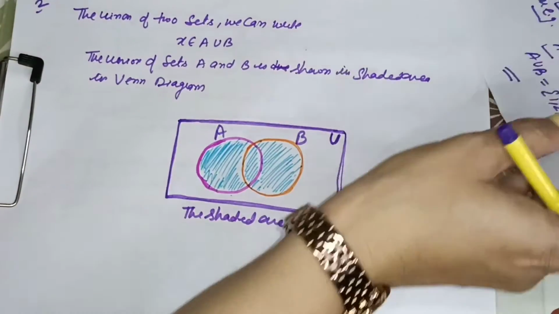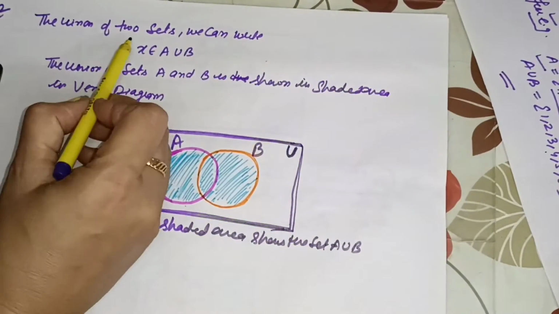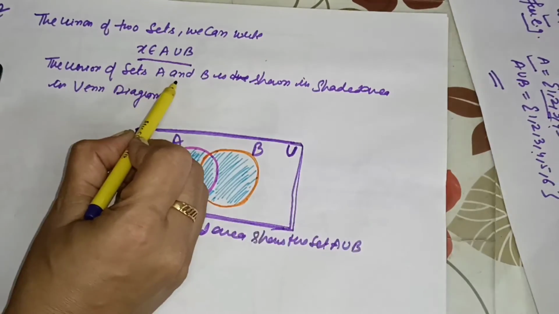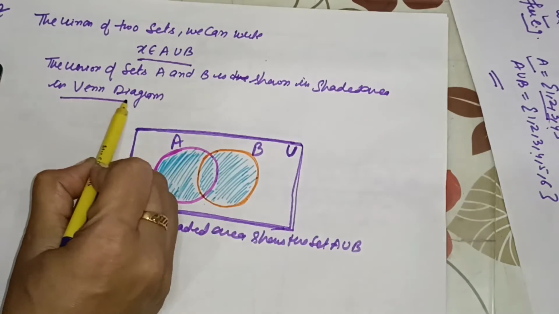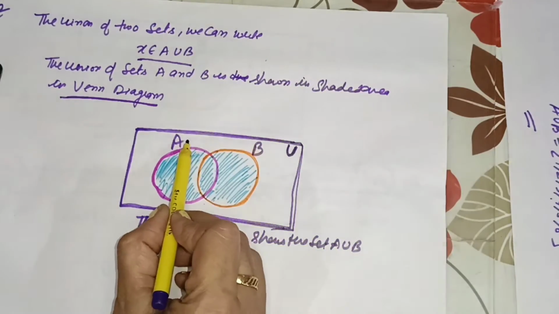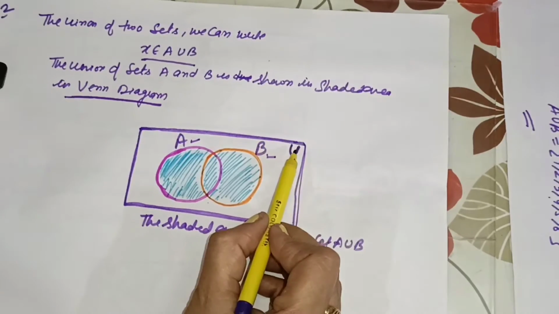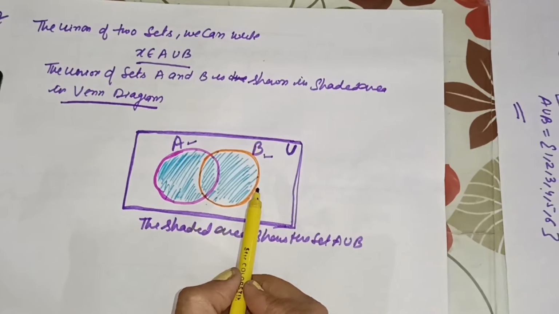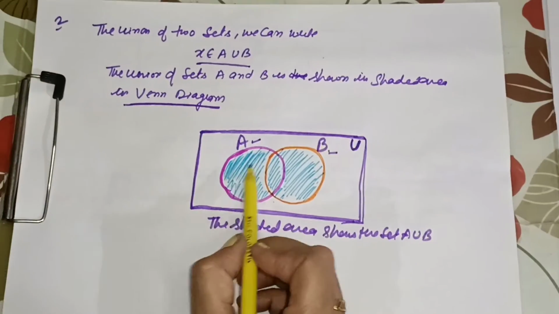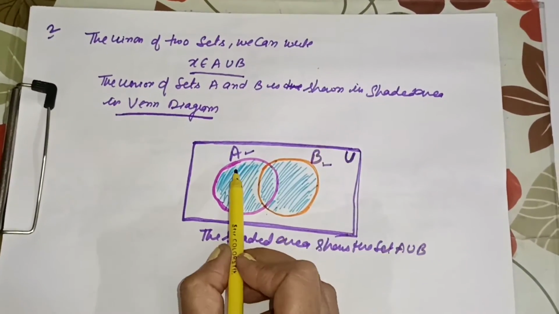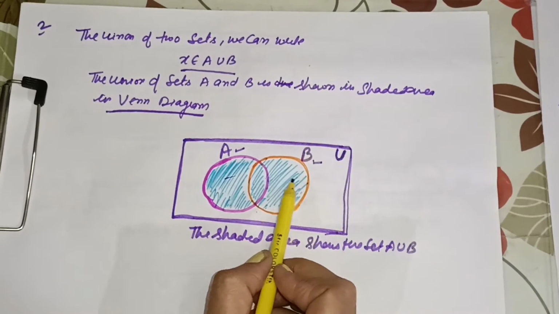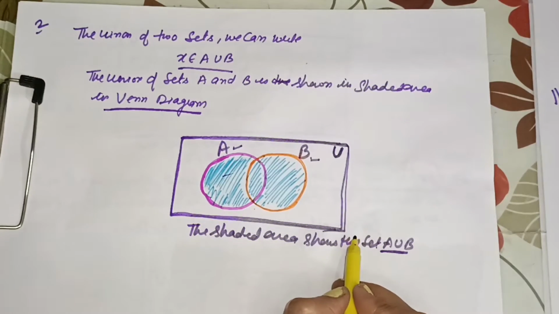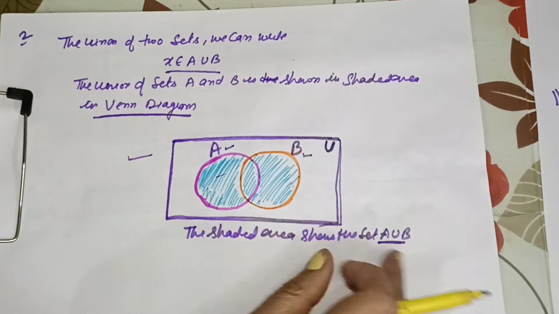Now I will explain with the Venn diagram. Suppose x belongs to A ∪ B. The union of sets A and B is shown in the shaded area in the Venn diagram. This is set A and this is set B. This is the universal set U. According to A ∪ B, this shaded area represents A ∪ B. That means it includes the area of A as well as B and both also. This is the Venn diagram of A ∪ B.